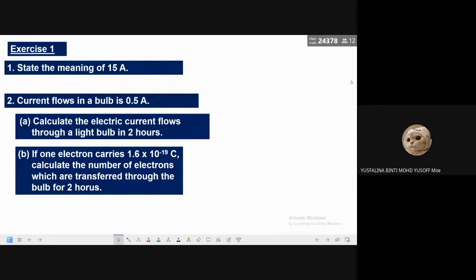Okay, state the meaning of 50 ampere. Later I will give you one essay. So 50 ampere is actually 50 coulomb of charge flowing in 1 second. If I have 10 ampere, it means 10 coulomb of charge flows in 1 second. So that's the meaning of ampere.